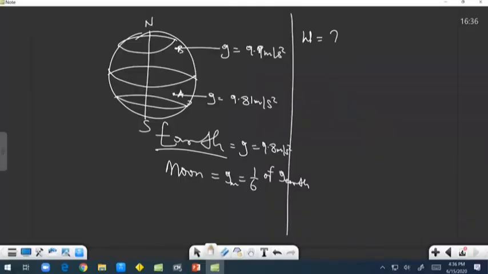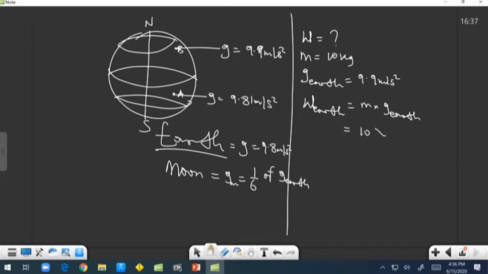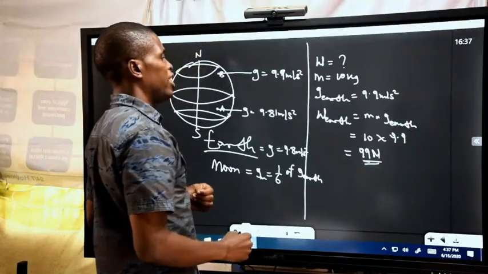If the weight of an object is unknown and the mass, which is constant, is given as 10 kg, and on Earth the acceleration due to gravity is 9.9 meters per second squared, we can calculate the weight of the object on Earth. What's the weight? That will be mass times acceleration due to gravity of the Earth, and that is 10 multiplied by 9.9. And 10 multiplied by 9.9 is 99 newtons. That is the weight, 99 newtons.